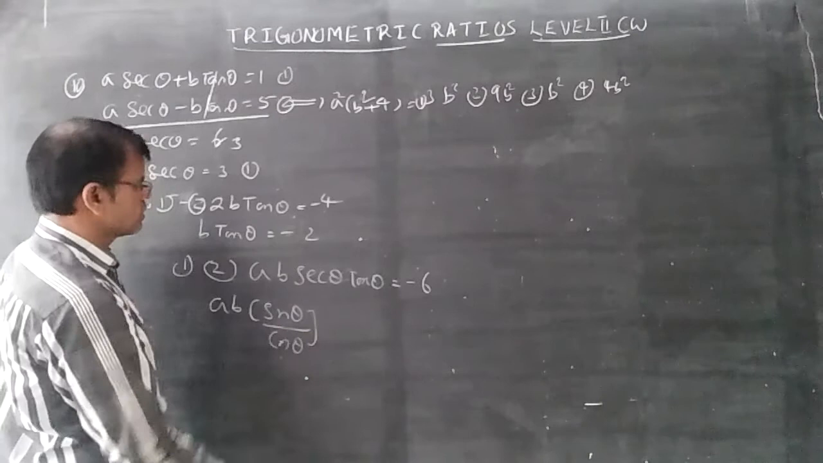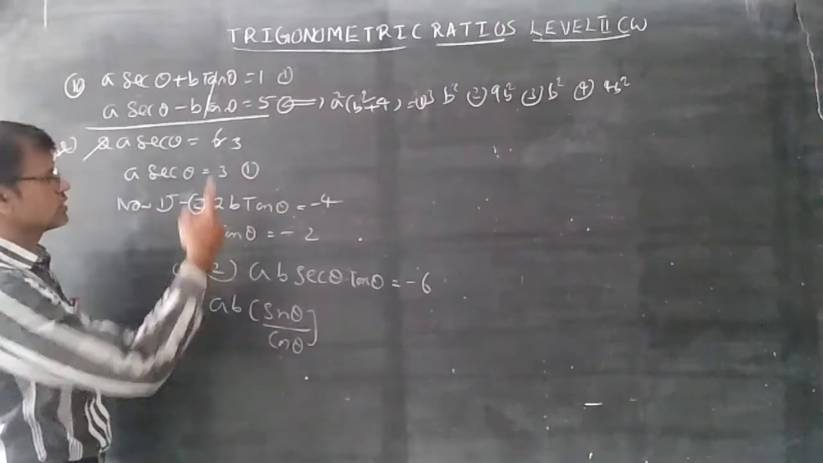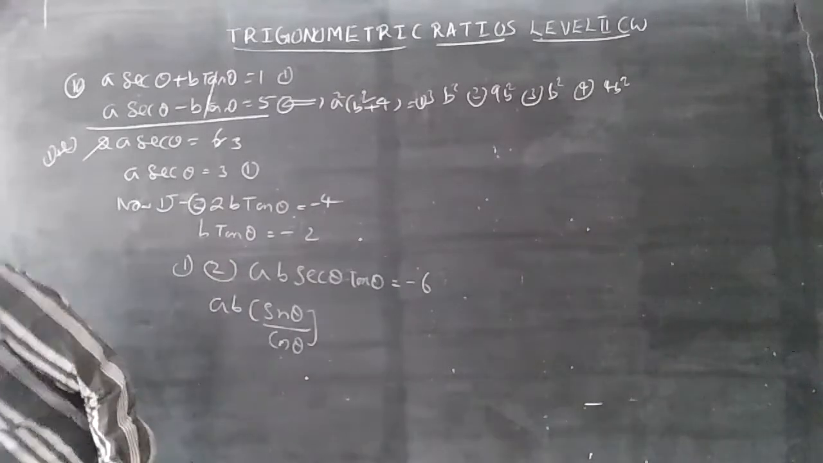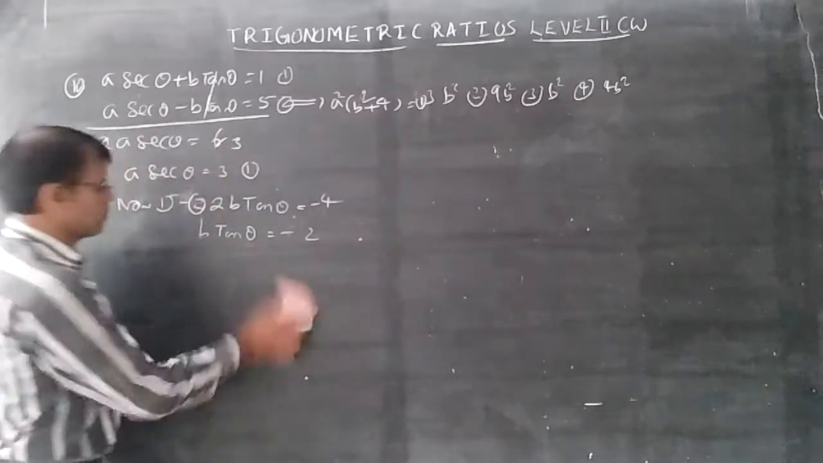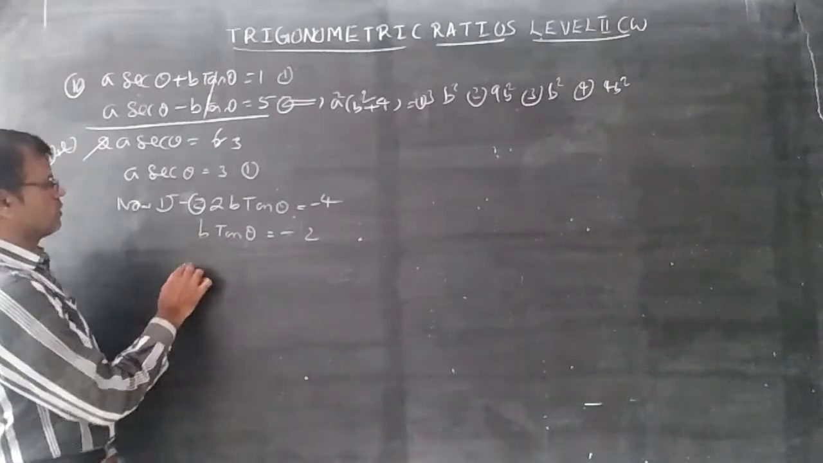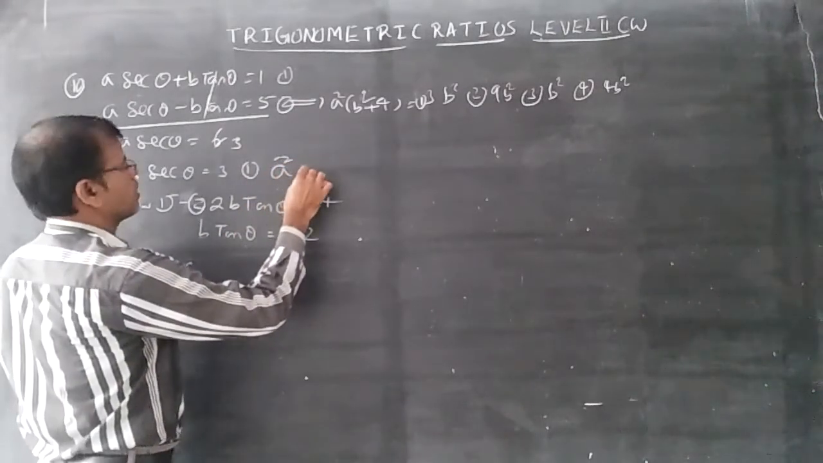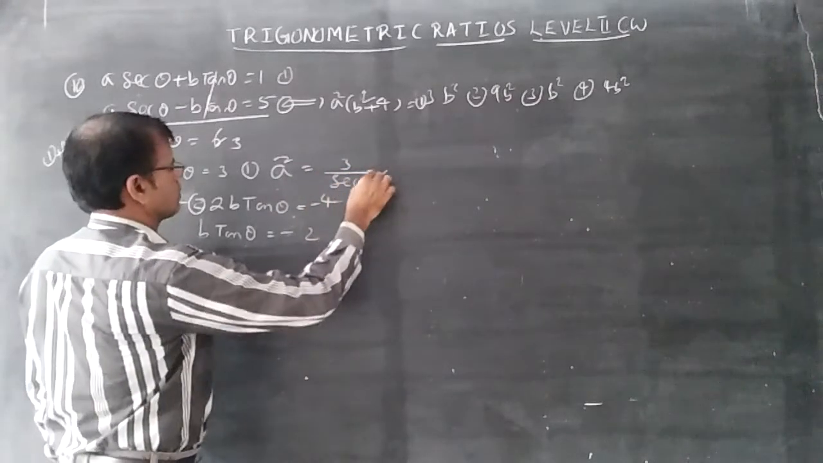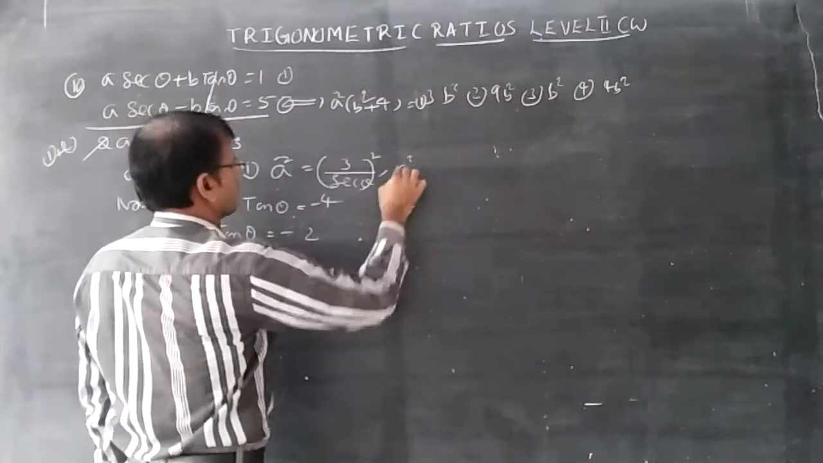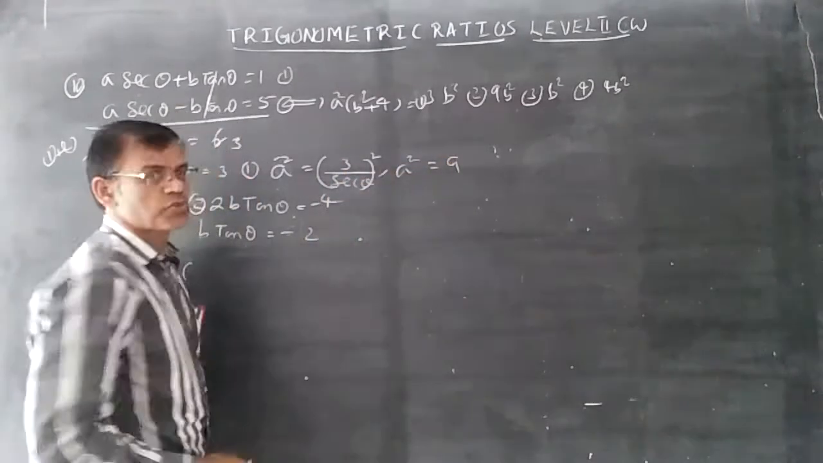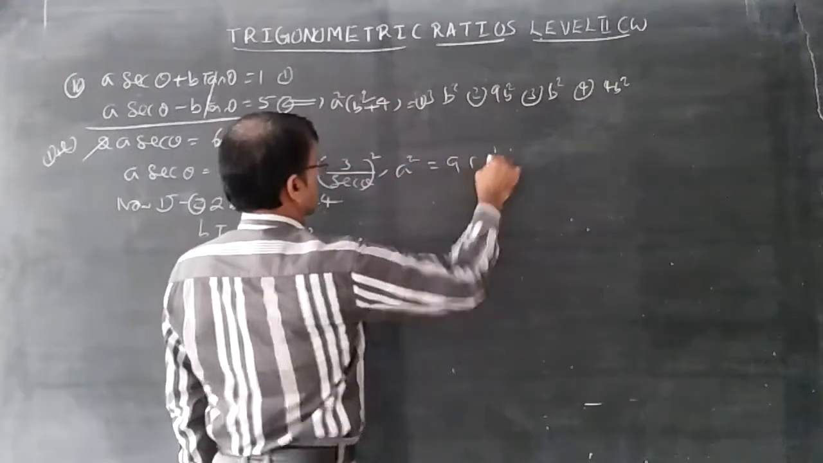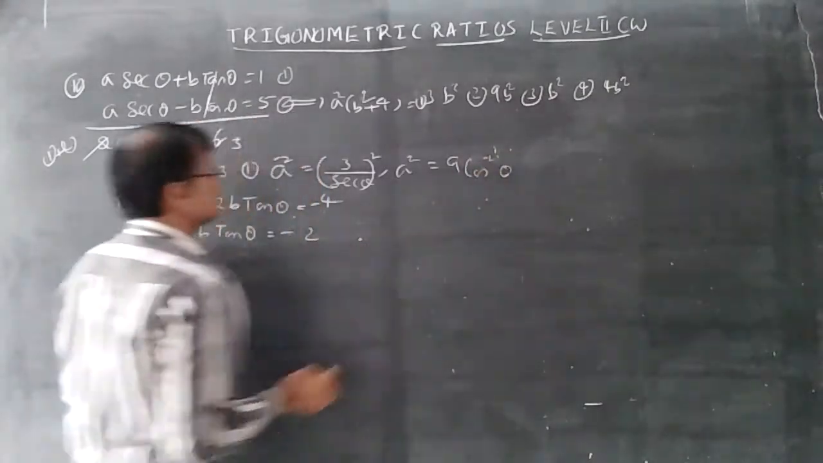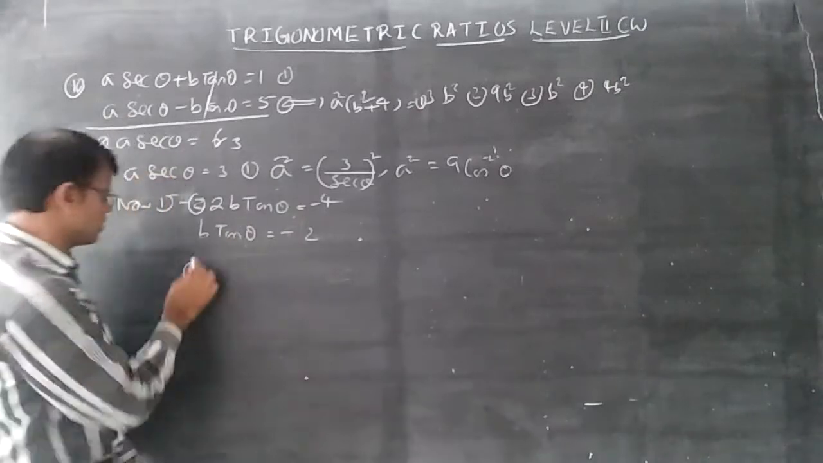Okay, let us see secant theta into. He is asking a square into b square plus 4. So b square separately. Here I am writing a square is equal to 3 by secant theta whole square. So a square is equal to 9 by secant square, and 1 by secant square becomes cos square. Instead of a square, you can write 9 cos square theta.